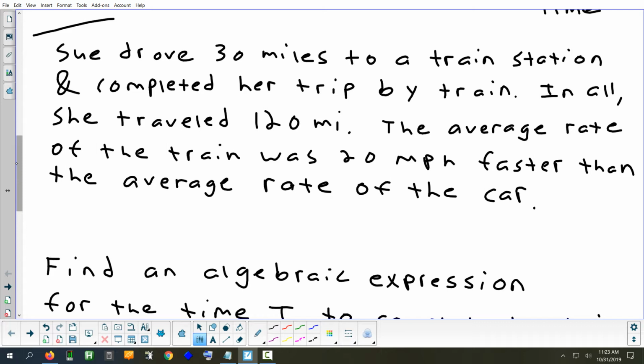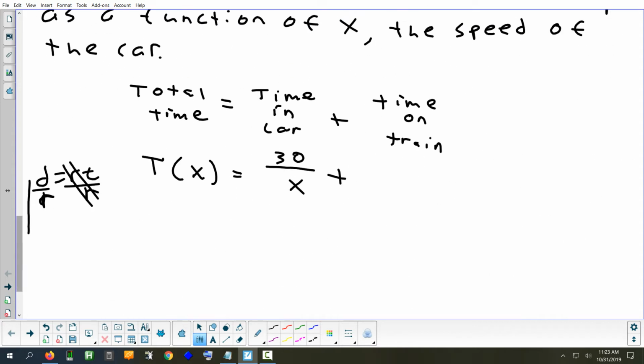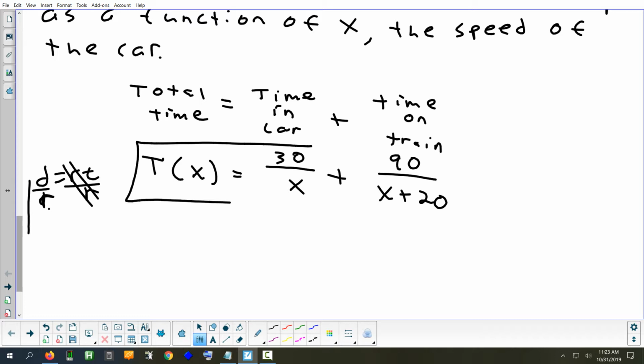They don't give us this, but we have enough information to reason it out. Yeah, 90 miles. The train travels 90 miles divided by the speed of the train. What's the speed of the train? Now we're going to use the fact Emily said. Yep, x plus 20. There's your equation for the time it would take to complete this trip.